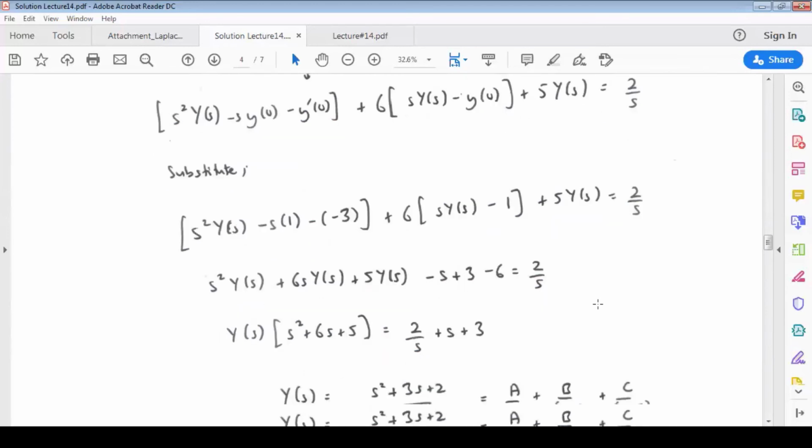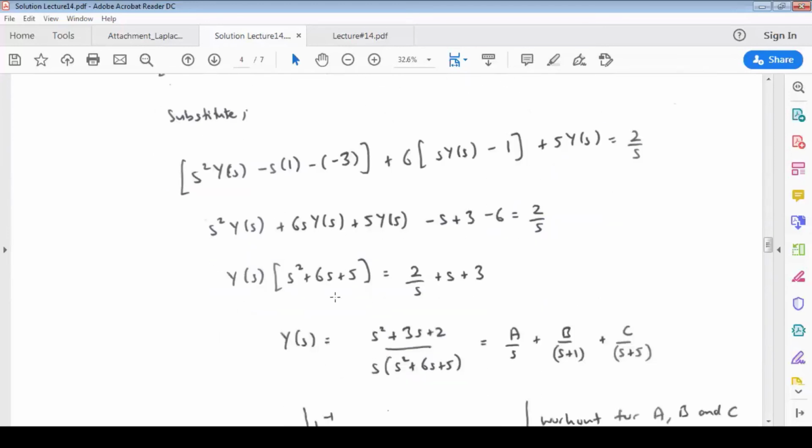So in the end, we are supposed to get these equations here: Y(s)(s squared plus 6s plus 5) equals 2 over s plus 3. Okay, so we rearrange the equations here. We are supposed to get (s squared plus 3s plus 2) divided by s multiplied with (s squared plus 6s plus 5). Okay, so this is where you need to apply the partial fraction.